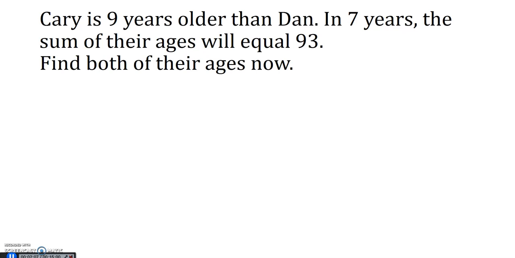So again, it's helpful to try to create equations out of your sentences. For example, Carrie is 9 years older than Dan. We'll say Carrie is C. So Carrie is implies your equals, 9 years older than Dan, or D plus 9.